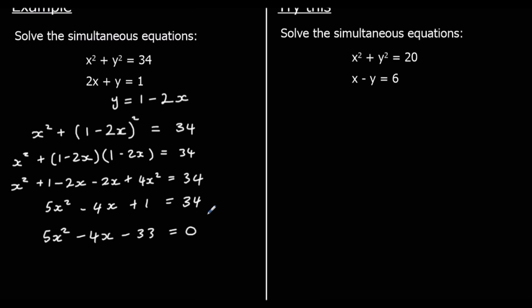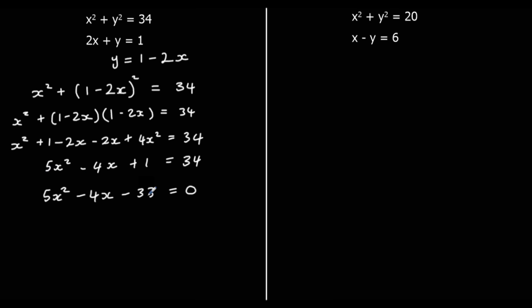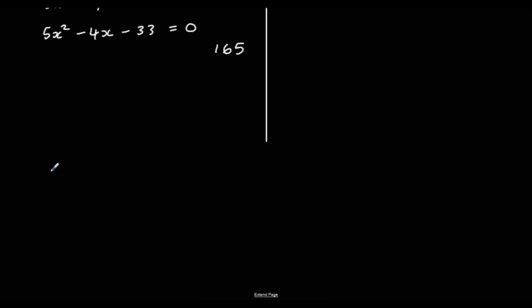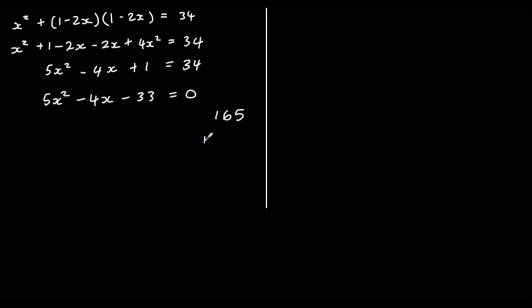So we don't know if this is going to factorize or whether we need to use the quadratic formula. I'm going to try and factorize it, but it wouldn't be wrong at this stage if we had a calculator to say, let's use the quadratic formula. So to check if it factorizes, I'm going to do a times c. So 5 times 33, which is 165. And I'm going to look at the factors of 165 and see if any of them add to give us a 4. So we can have, well, 1 times 165.